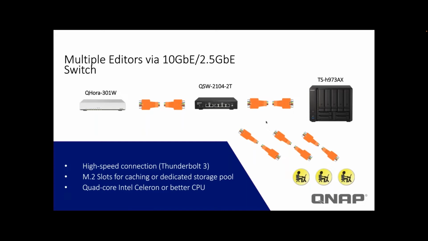And so now let's start looking at a few multi-editor scenarios. In this case, you can see that we've put a hybrid 10 gigabit, 2.5 gigabit switch between the router and the NAS.